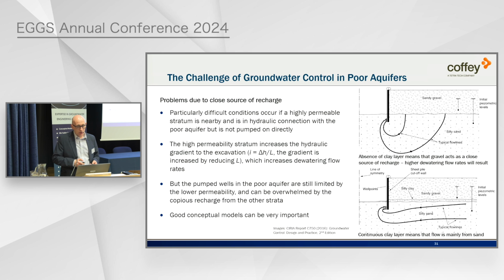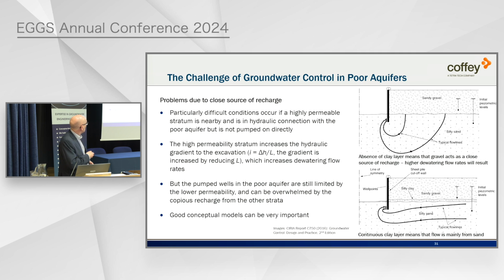So a final point on the challenges about poor aquifers is that you need to be aware of the effect of close source of recharge. There are quite a few places in the UK where we have gravels, maybe river terrace deposits or fluvioglacial gravels, over a low permeability material. This is based on a project in Camberley. So this is the Camberley Sand Formation, and you have the river terrace deposits over the top of it in the Thames Valley. And here we have dewatering wells installed in fine grained material. So the dewatering wells are going to have a low yield.